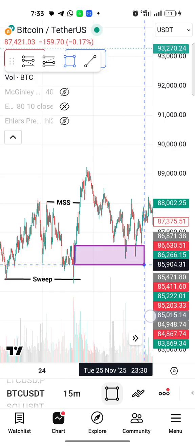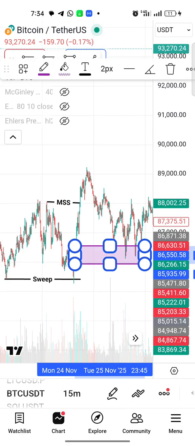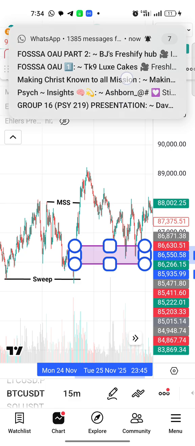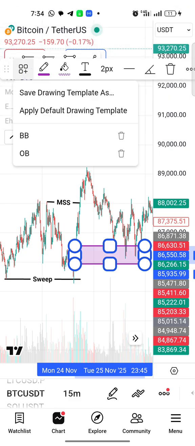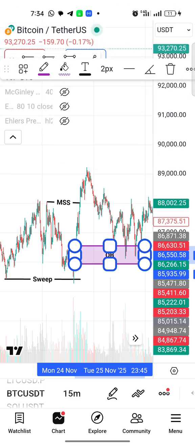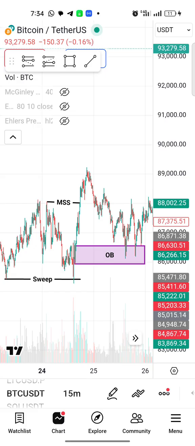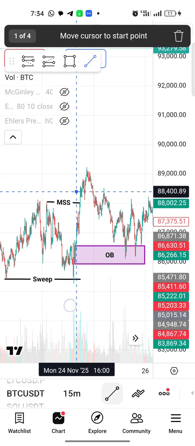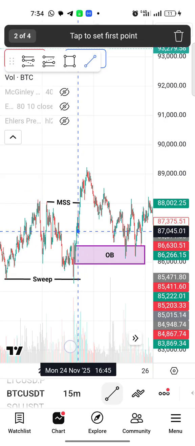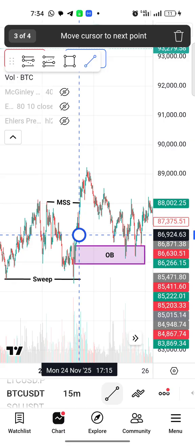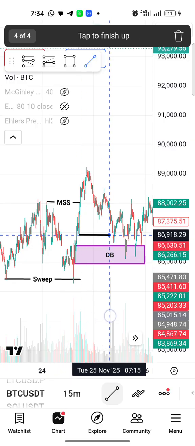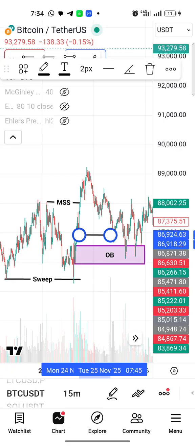This is our point of interest. Let me just label it as OB, which stands for order block. This is the first pullback that the market made that looks as if it wanted to come to our point of interest, but it didn't make it. So we'll mark it out as liquidity.